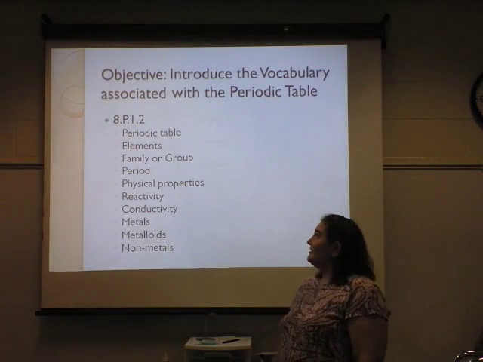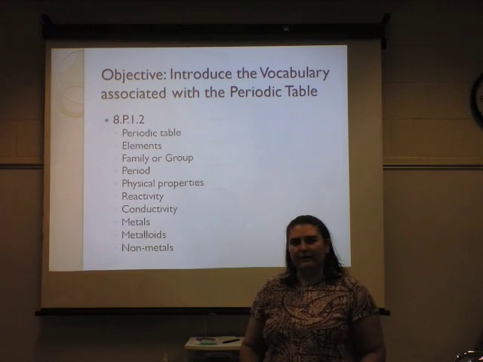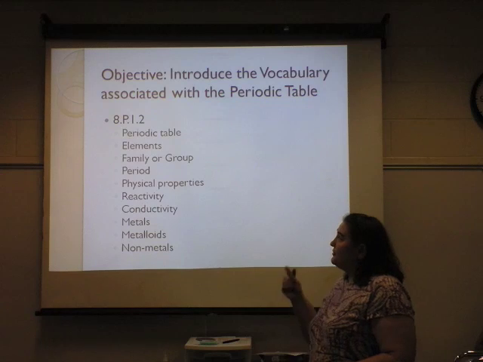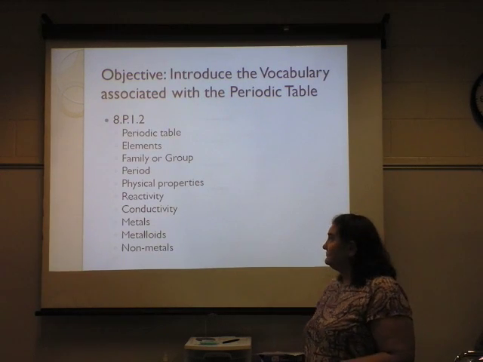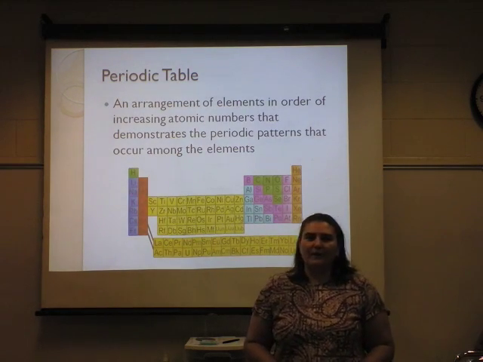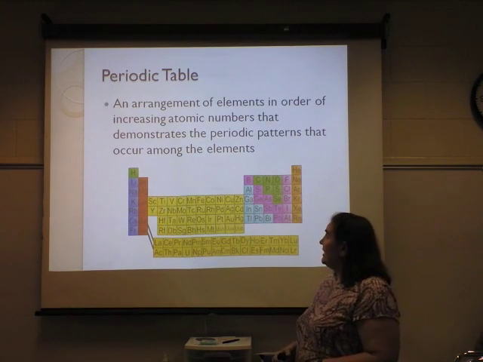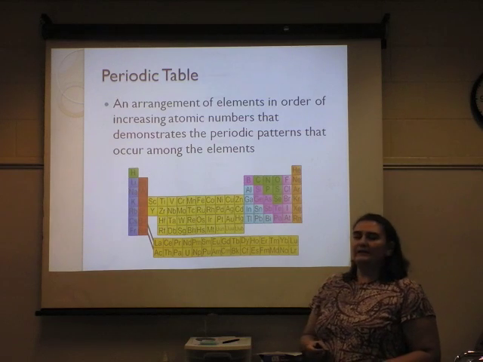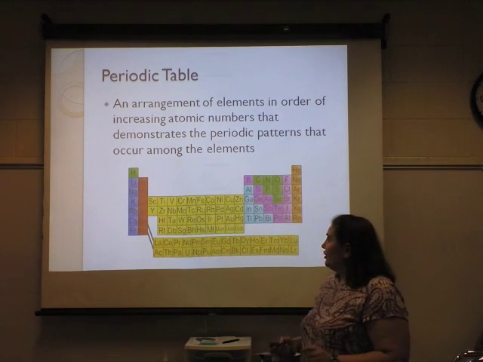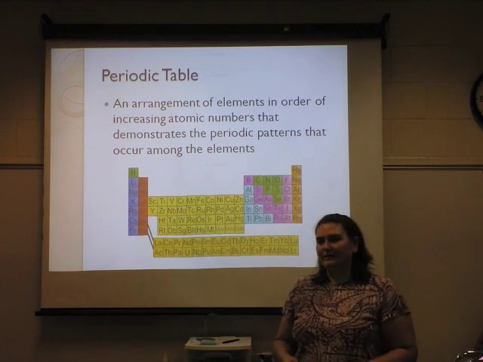Our objective in this video is to introduce the vocabulary that's associated with our study on the periodic table. So let's work through this list of 10 words. First, we have the periodic table. Periodic table is an arrangement of elements in order of increasing atomic numbers that demonstrates the periodic patterns that occur among the elements. We've all seen it, we've been working with it in class, this shouldn't be anything real new.